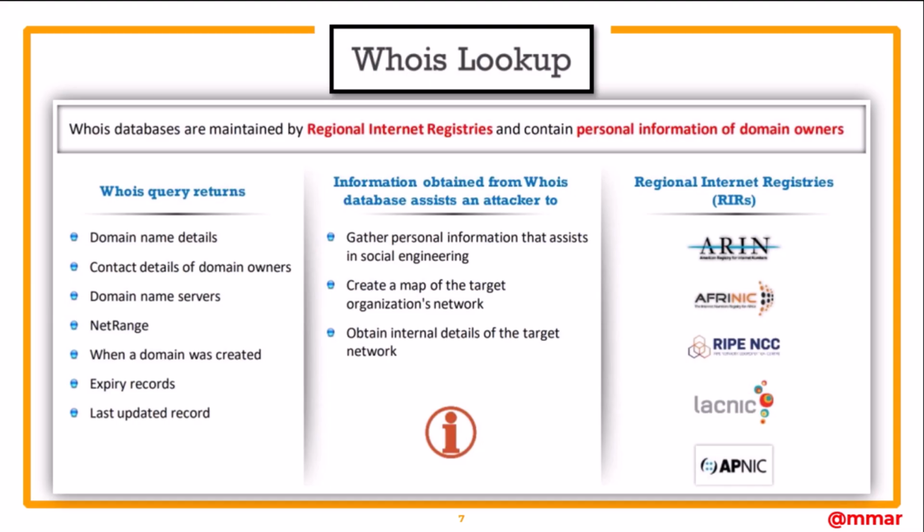A typical WHOIS query can return a wealth of key data points, including contact details of the owners, which could be their name, address, phone number, and email. We see the domain name servers and net range, giving us clues about the hosting infrastructure, and vital creation, expiry, and last updated records, providing a timeline of the domain's activity.